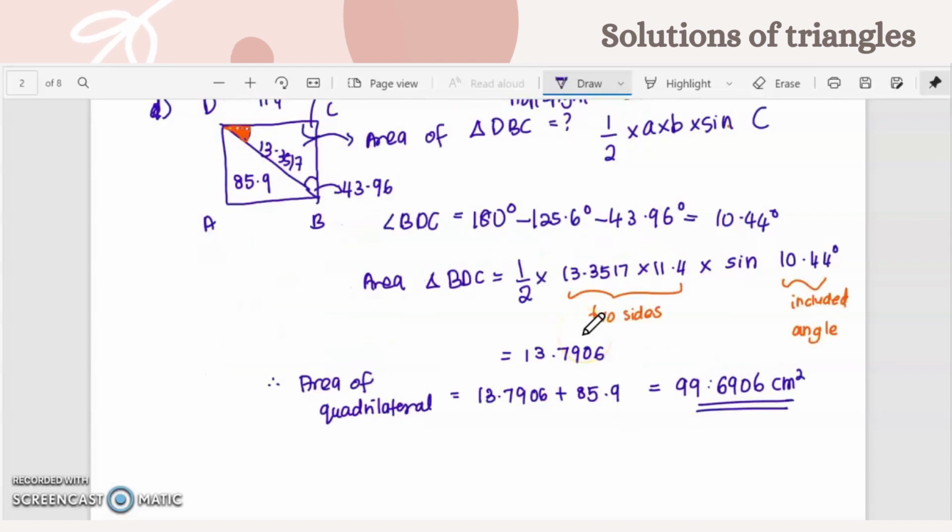Okay, so we substitute into the formula for the area of a triangle. And then we get the area of triangle BDC is 13.7906. So the area will be the total area of triangle BDC plus the area of triangle BAD. So the answer is 99.96906. Okay.